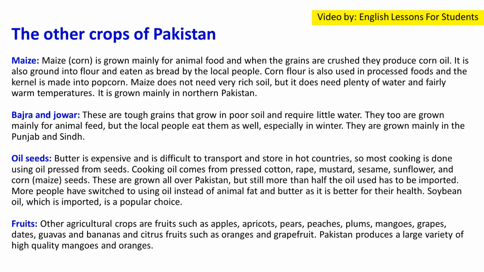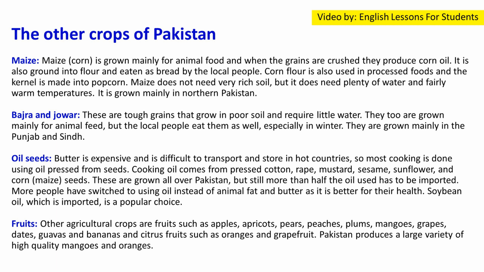Other crops of Pakistan. Maize. Maize is grown mainly for animal food, and when the grains are crushed, they produce corn oil. It is also ground into flour and eaten as bread by the local people. Corn flour is also used in processed foods, and the kernel is made into popcorn. Maize does not need very rich soil, but it does need plenty of water and fairly warm temperatures. It is grown mainly in northern Pakistan. Bajra and jowar. These are tough grains that grow in poor soil and require little water. They too are grown mainly for animal feed, but the local people eat them as well, especially in winter. They are grown mainly in the Punjab and Sindh.